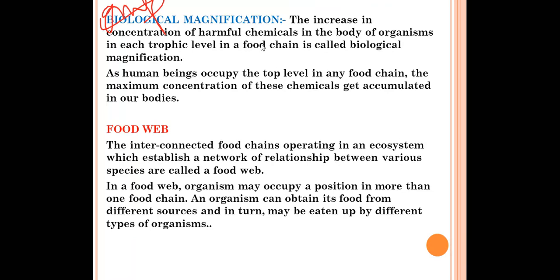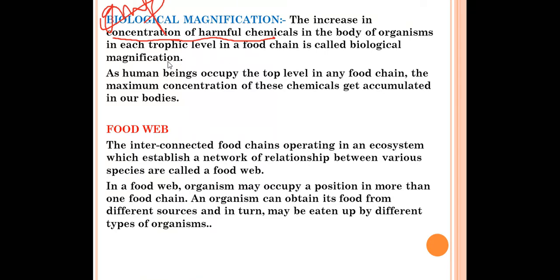What is the definition of biological magnification? The increase in concentration, meaning the amount of harmful chemicals like DDT, insecticides, pesticides in the body of an organism in each trophic level in a food chain, is called biological magnification. So you have to remember that it is the increase in concentration of harmful chemicals in the body of an organism, in each trophic level in a food chain.